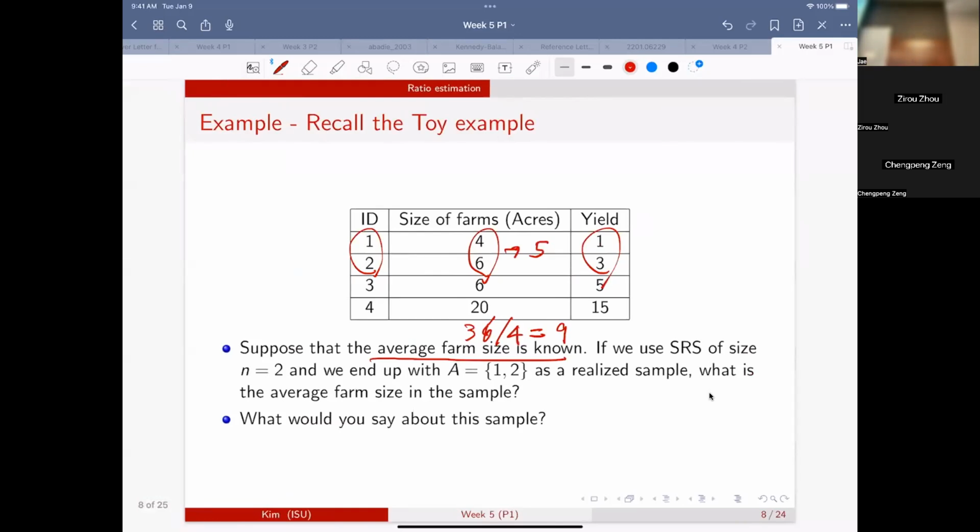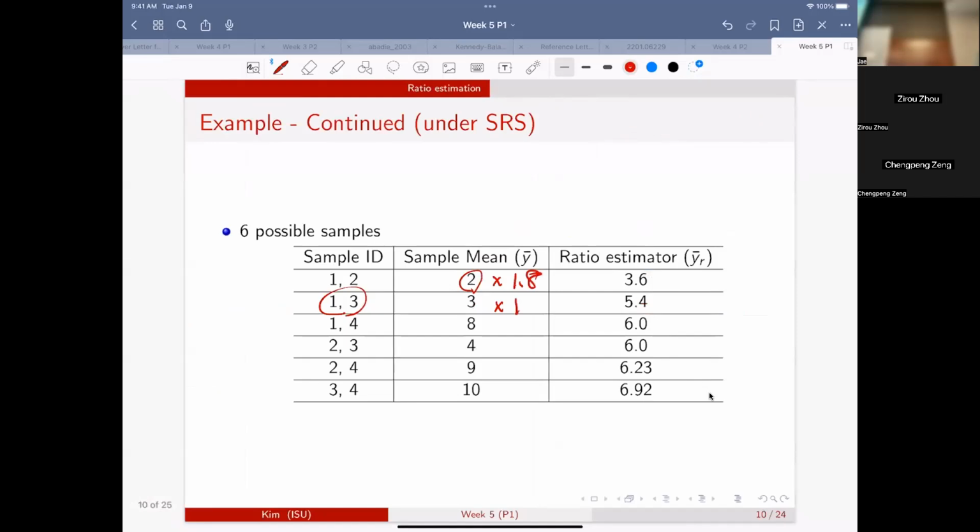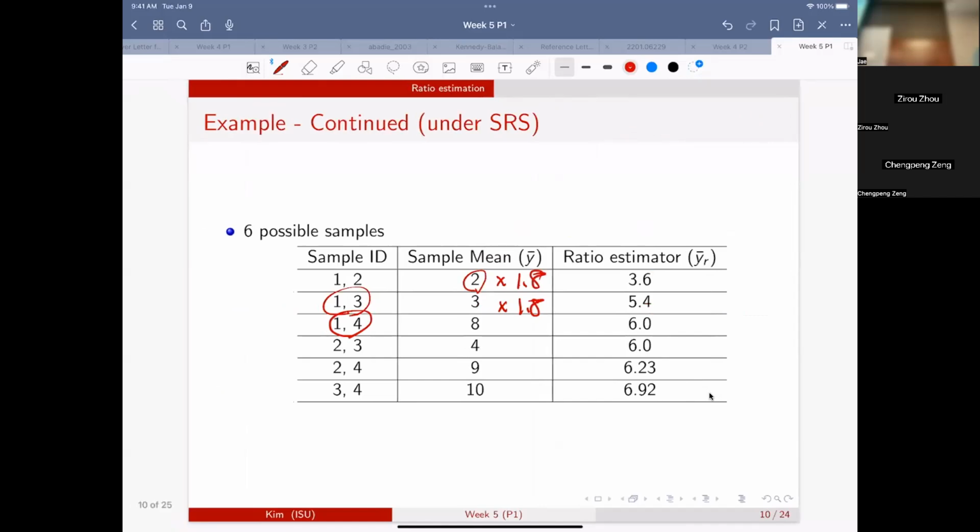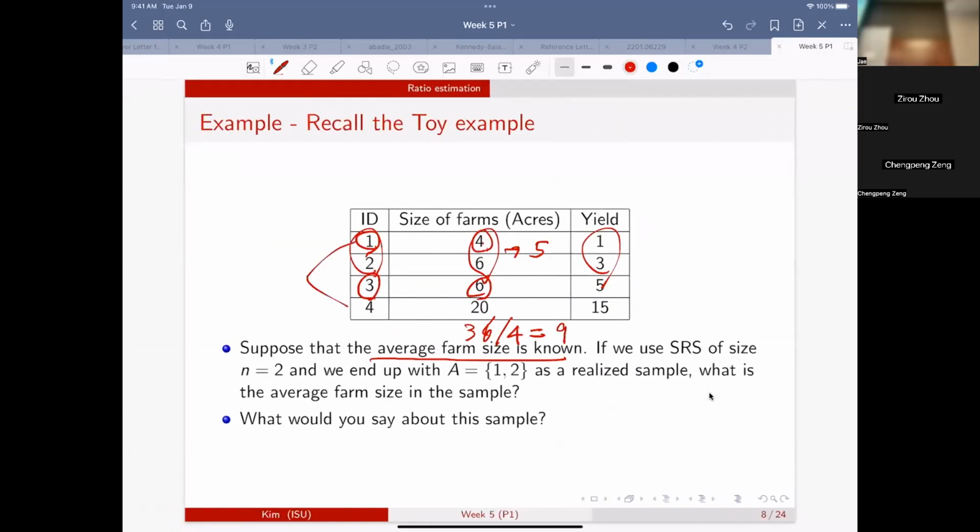And then this one is 1 and 3, so the average is 4 and 6, which is 5. So my factor is 1.8. But what about 1 and 4? Now I happen to select the smallest one and the biggest one. So the total is 24, divided by 2, which is 12. So the sample mean is 12.